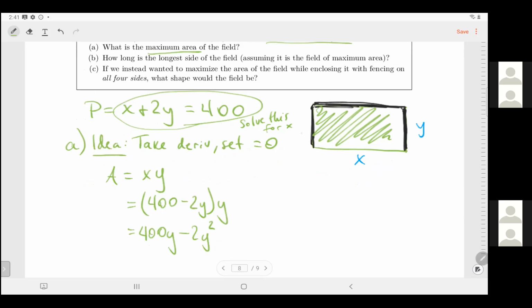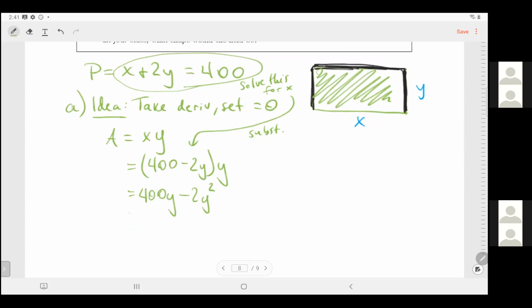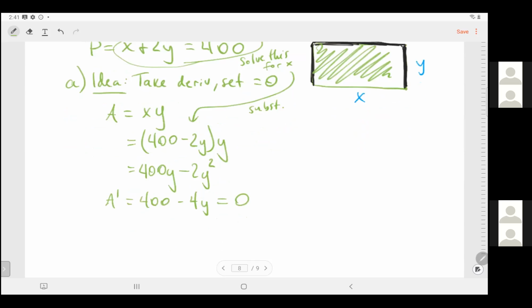Okay. So here I'm just going to note substitute. Okay, so my derivative then is just, well, what is my derivative? Someone want to tell it to me really quick? 400 minus 4y. Awesome. Okay, and then we're going to set that to 0, and this works out really nicely, right?